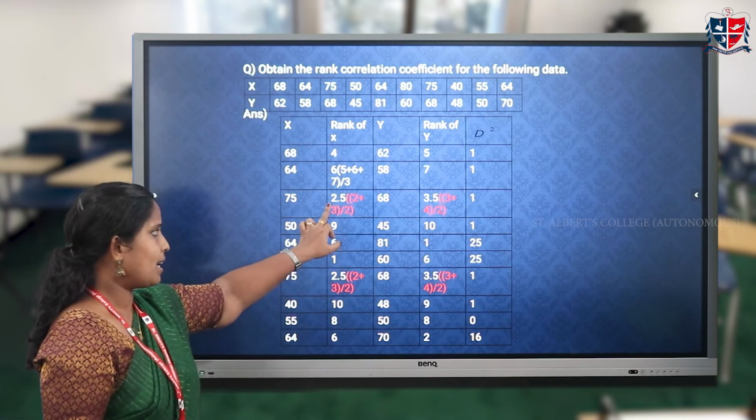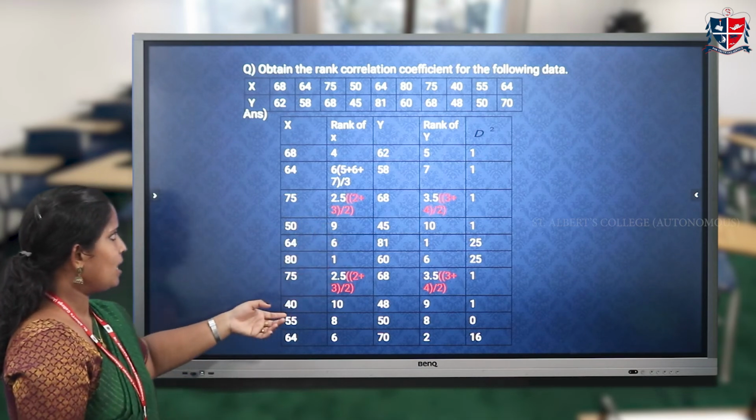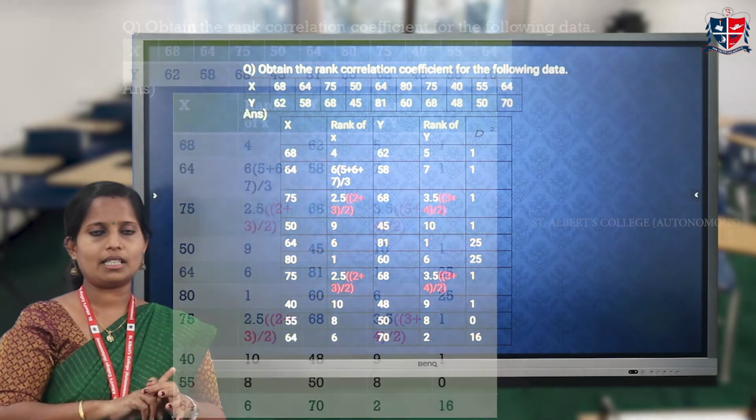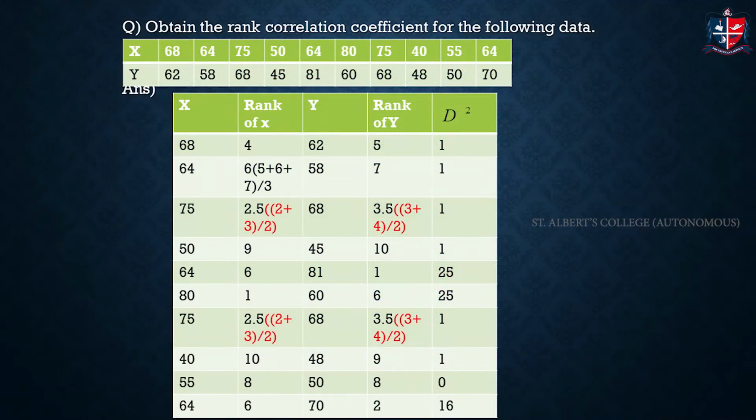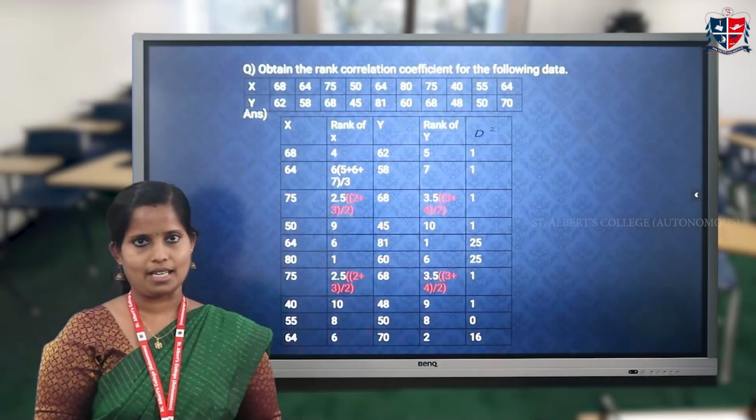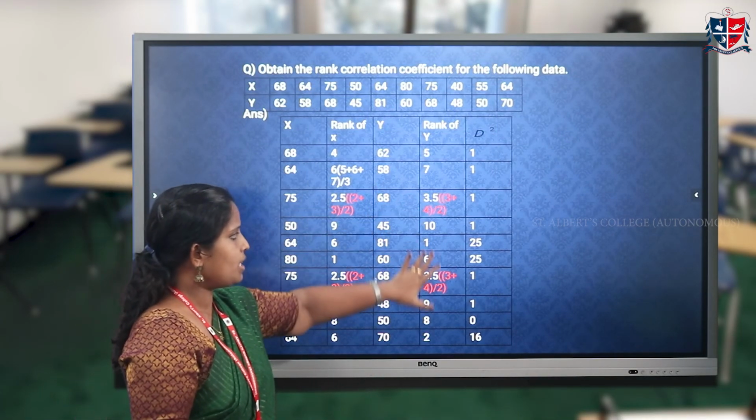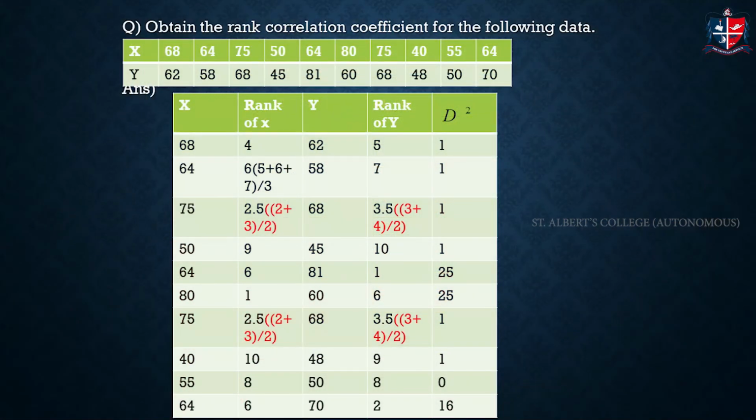Then we assign the rank 2.5. The next highest value is 68. But the second rank and third rank took part in assigning the rank for the 75, so we have to start with the next rank, that is 4. So we give the fourth rank for the value 68. This is how we assign the ranks if there is a repetition in data. So this is the rank of x. The same procedure happens in the case of the rank of y also.